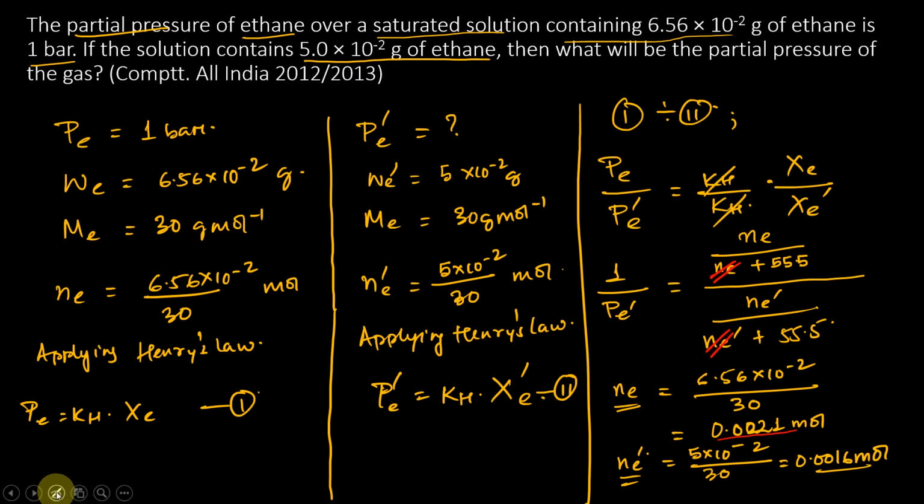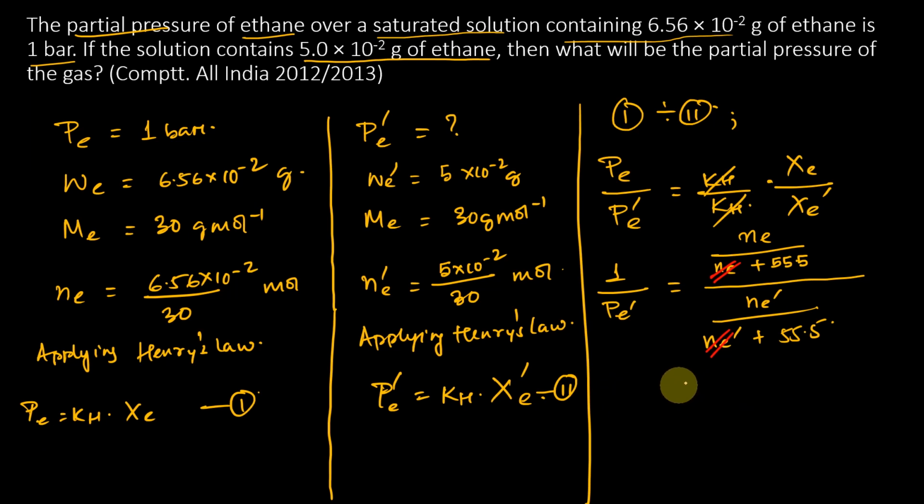ठीक है, एक बार इसको मैं हटा देता हूँ. Just see. So we have seen 0.0021. Just याद रखो इस नंबर को, 0.0016. So I'll just open, it says 1 by PE dash. ये ऊपर में क्या रह जाएगा, it will be number of moles of ethane divided by 55.5, and it will be NE dash, that will be 55.5. So 55.5 and 55.5 will be cancelled.